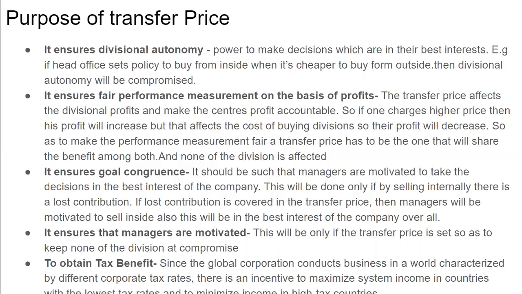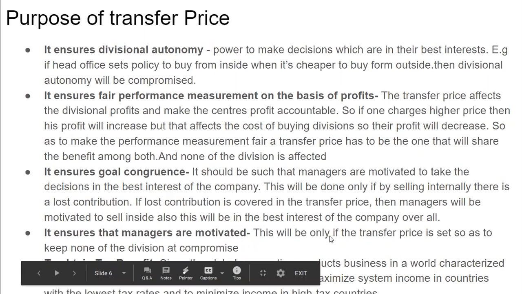And the transfer price should ensure fair performance measurement on the basis of profit. As I told you, the centers are profit accountable. If one charges a high price, the seller would be happy, with a high profit, but the other department would be affected by the high transfer price. That's a cost to the other, and his profit would be less. So a transfer price should be such that none of the divisions is at a disadvantage, because in that case managers would be motivated to sell internally.